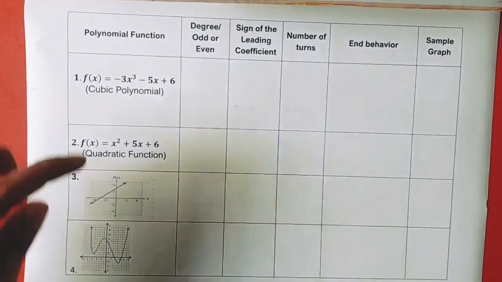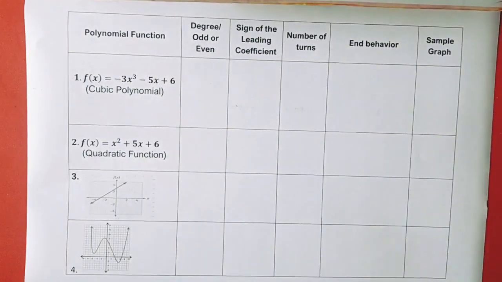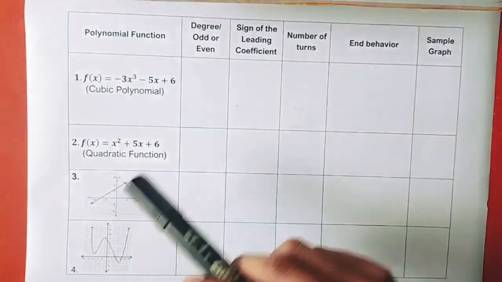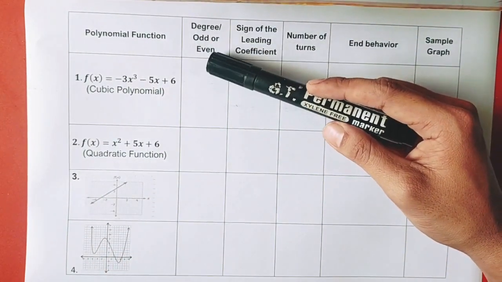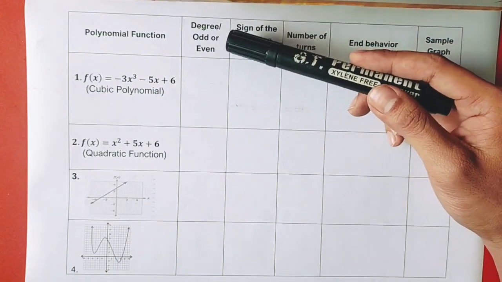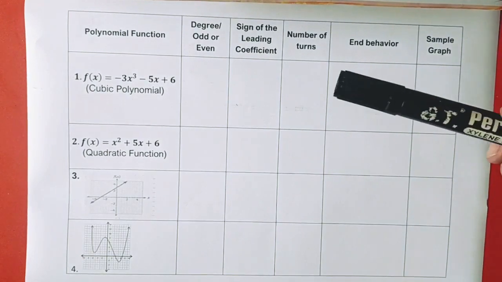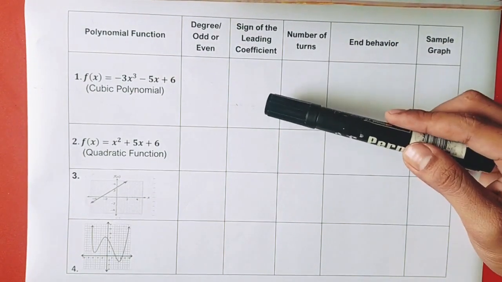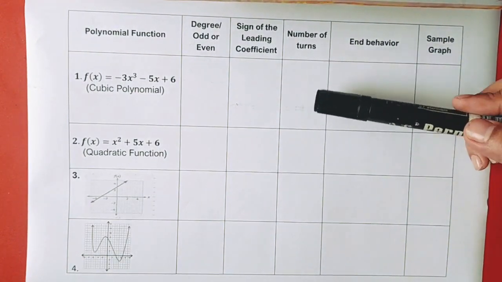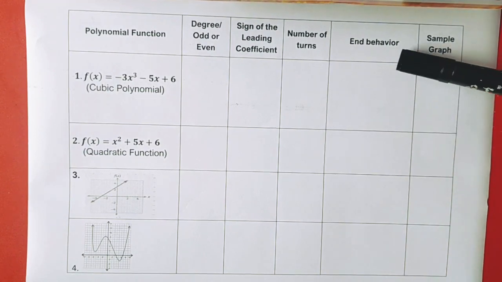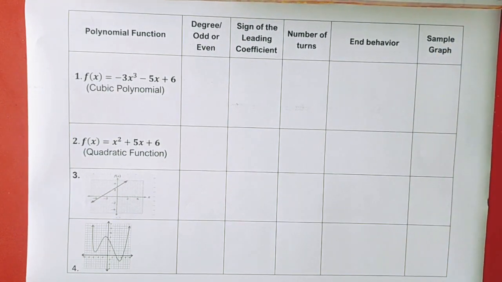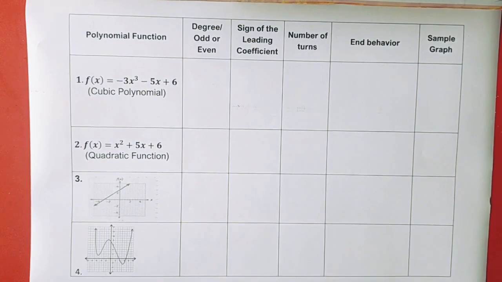Okay, supposedly we have here column 1, which is the polynomial function. Next is the degree, whether it is odd or even. Next is the sign of the leading coefficient. Next is the number of turns. We have here end behavior and the sample graph. Okay, here we have number 1, f of x equals negative 3x cubed minus 5x plus 6.